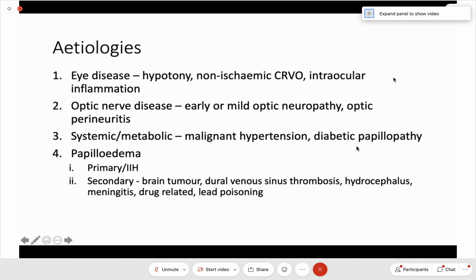Finally, our topic for today is papilloedema, which I divide into primary or secondary causes. Primary is, of course, what we call idiopathic intracranial hypertension, and secondary causes include brain tumor, dural venous sinus thrombosis, hydrocephalus, and meningitis. They can be drug-related, or due to lead poisoning.